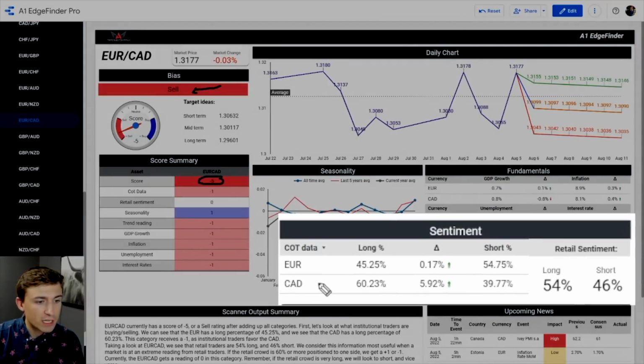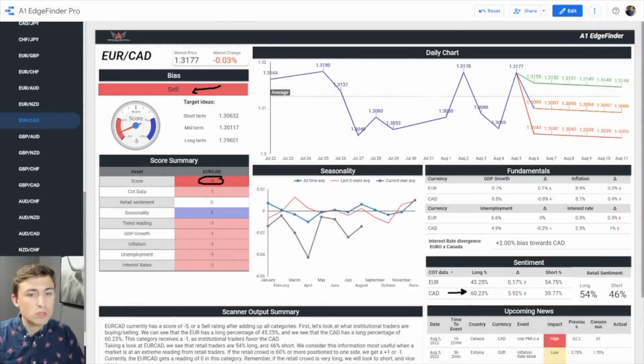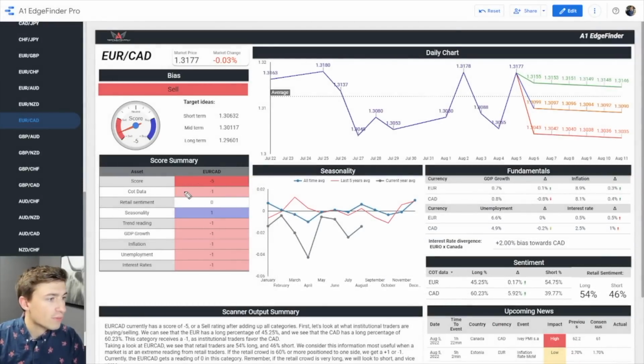The COT data right here shows that the institutional positions for the CAD, or the Canadian dollar, according to the futures market Commitment of Traders data that we have each week, is 60% long biased from the non-commercial positions that we track. Okay, cool. That's a huge upside for CAD, and that gives us a bias to actually short Euro by CAD. Next up, we can take a look at some of the trend readings here, and this is a big deal as well.